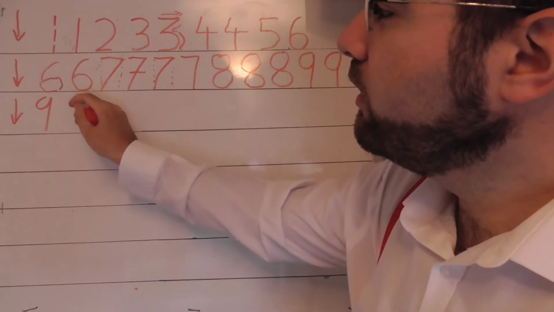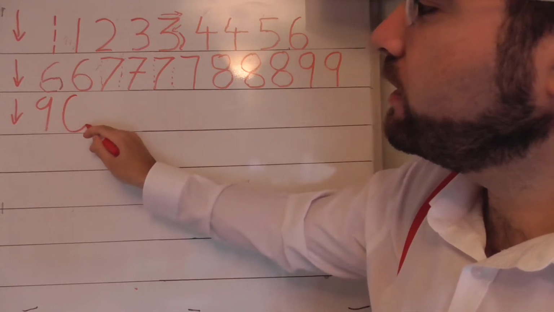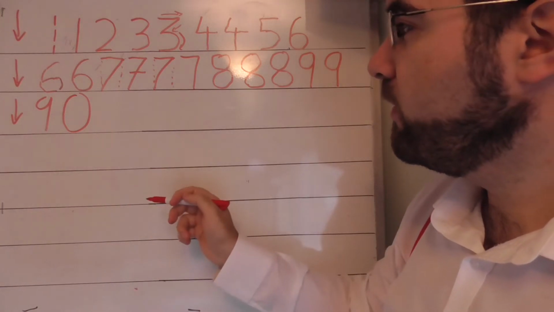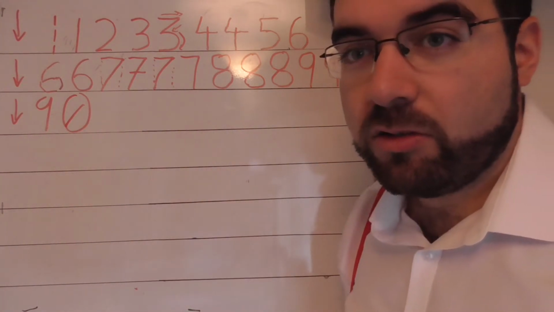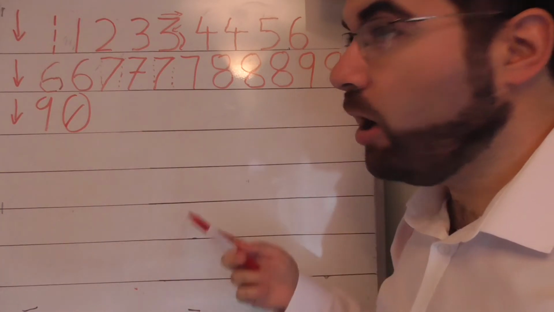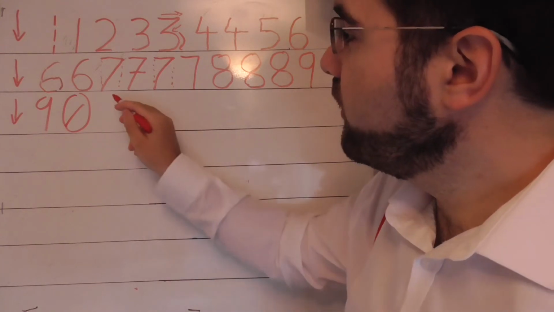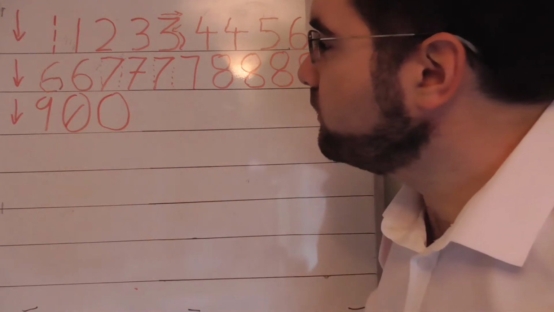Let's start at the top. Nice loop. 0. Yeah. Sometimes some people put a cross through it as well to distinguish a 0 from an O. It's fine. But 0. Very good.